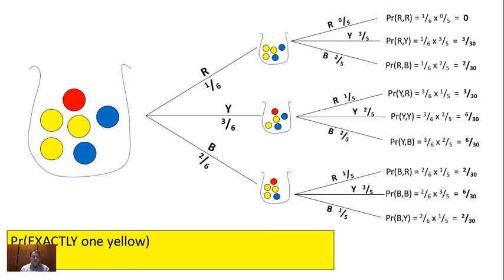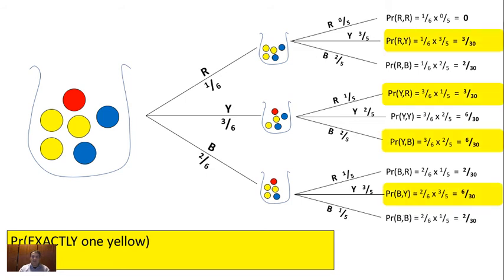So let's have a look at the probability of exactly 1 yellow. You might get an exam question like this, and the tree diagram is quite helpful there because you can identify on the tree diagram all the different ways of getting exactly 1 yellow. So that could be red yellow, yellow red, yellow blue, or blue yellow. So you can just identify those, add them up, and the probability of exactly 1 yellow comes to 18/30, which you can simplify if you want. So that was one type of problem.